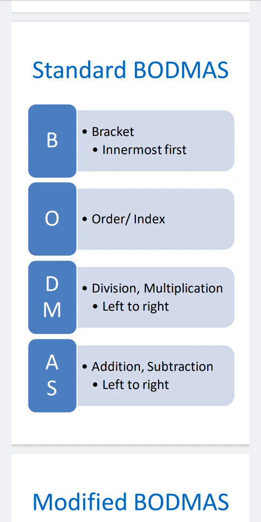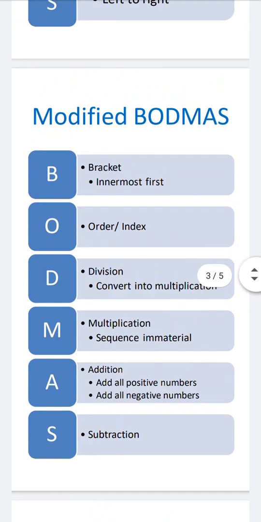Next is O, which is order or index. So index is evaluated next. Then division and multiplication have equal priority and they are evaluated from left to right. And finally, addition and subtraction have equal priority and they are evaluated from left to right. I want to propose a slight modification in the BODMAS rules. I'll explain why.